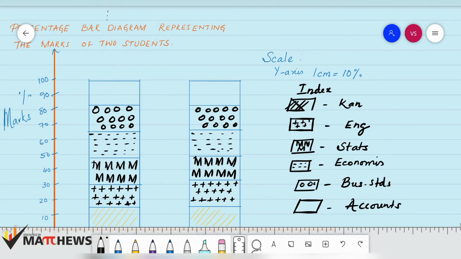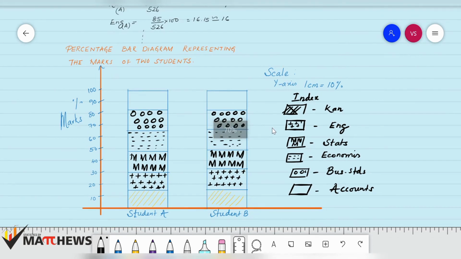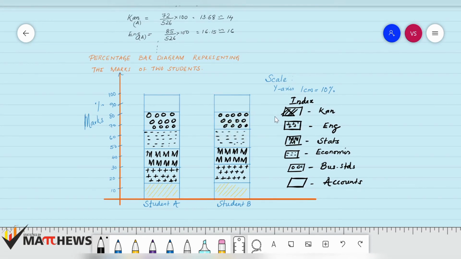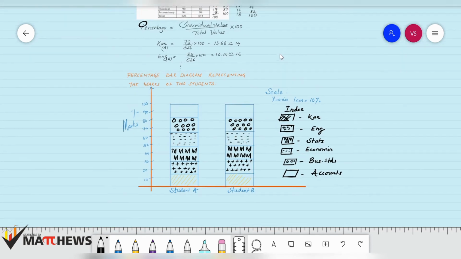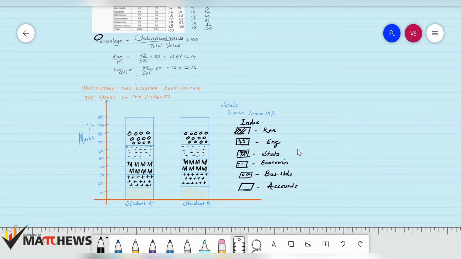Okay. So this is how we need to do the representation of the percentage bar diagram, students. The calculations I have shown to you. Also I have shown you the diagram. This is how the representation must be done. So follow this video. If you have not followed, go back, rewind it and watch this video. It will help you understand better. Thank you very much.